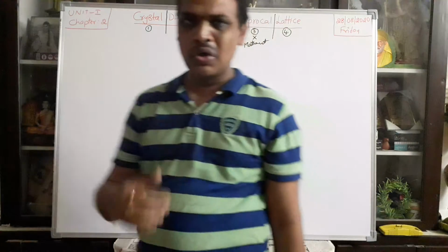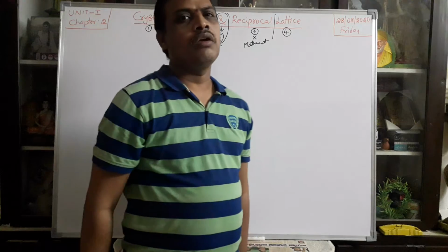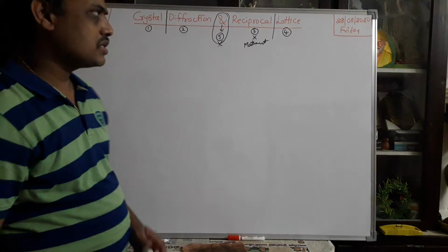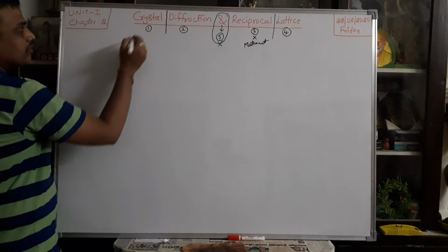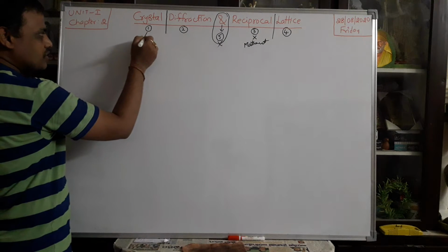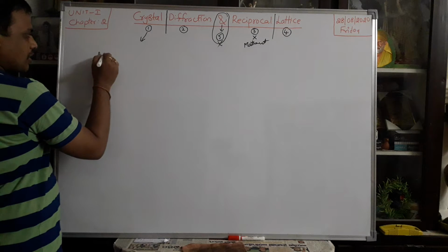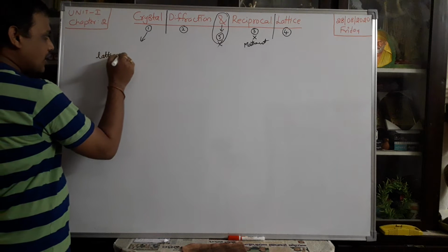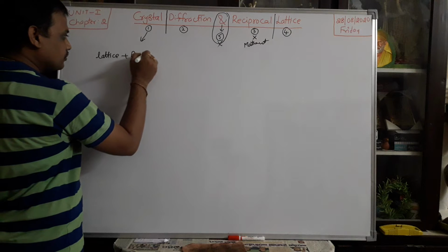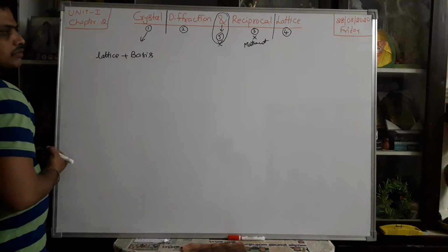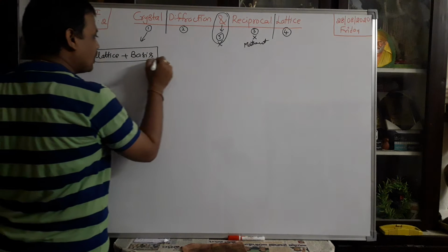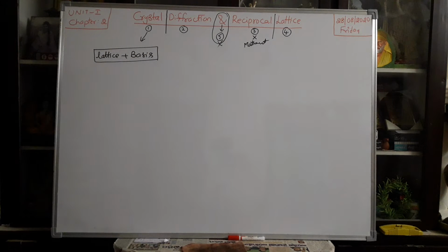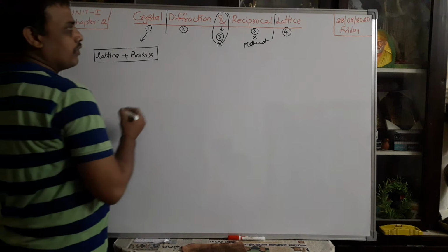Reciprocal is nothing but you can take the fractions, reciprocal fractions. So crystal diffraction and lattice. Crystal. What is crystal? This is the basic definition. We will know that crystal is nothing but a combination of lattice plus basis. Okay, this entire combination is called a crystal, particularly space lattice, that is the crystal structure that is already known in our chapter number 1.